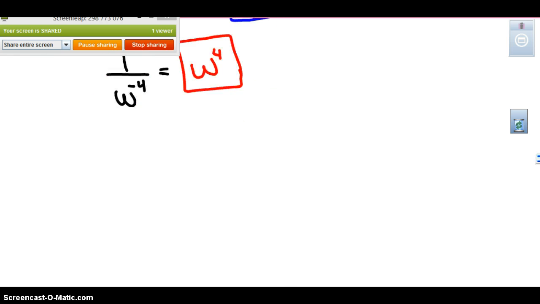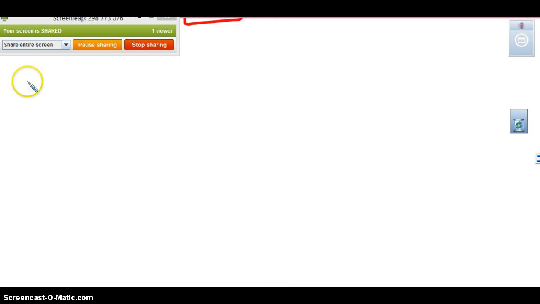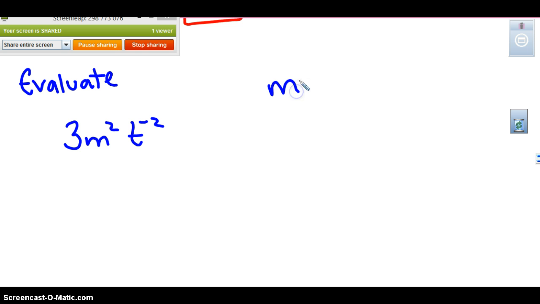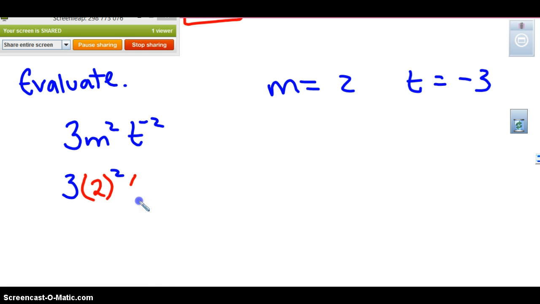Now let's say we have to evaluate. What does evaluate mean? Solve. So if we have 3m squared t to the negative 2 power, when m equals 2 and t equals negative 3, what do we have to do in order to evaluate? Substitute. So the first thing I'm going to do is substitute for my variables. So what does m equal? 2. So in red ink I'm substituting for my variables. What does t equal? Negative 3.